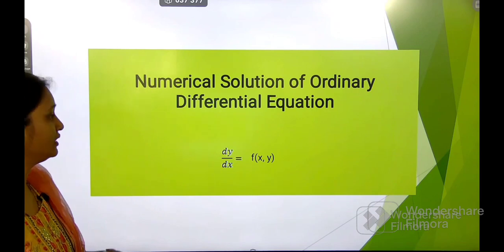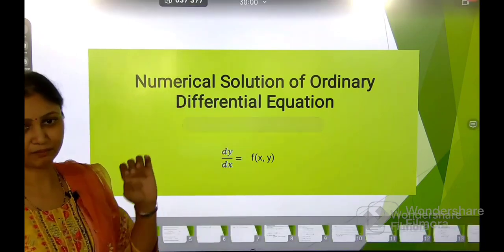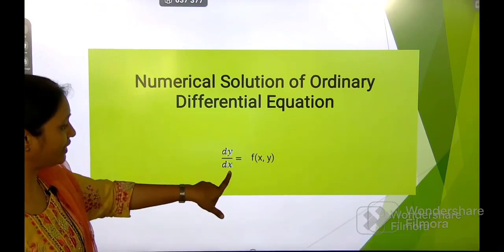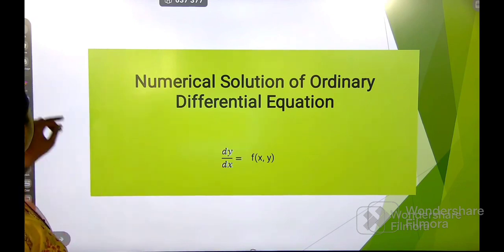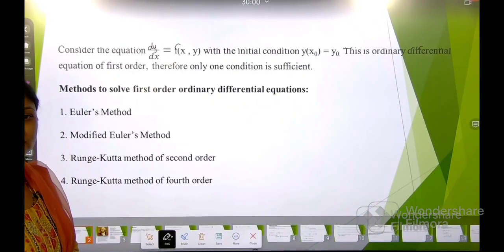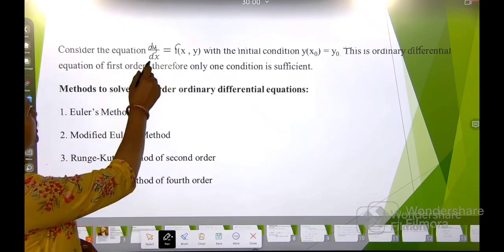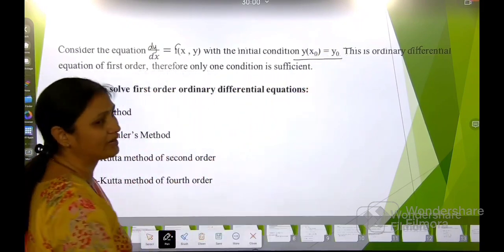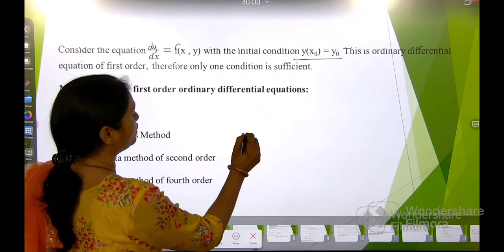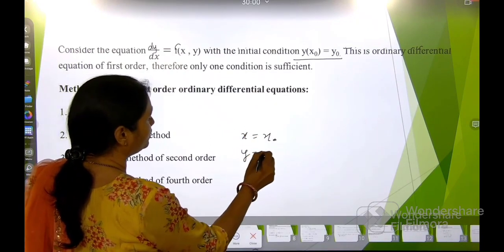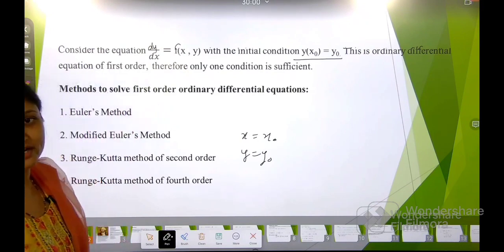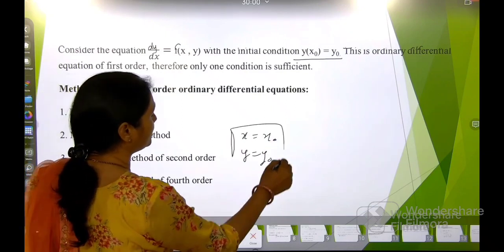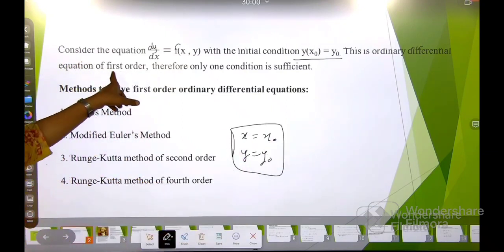Today we are going to learn numerical solution of differential equations. So the equations of this type are called differential equations of first order: dy by dx is equal to f of x comma y. Consider the equation dy by dx is equal to f of x comma y with the initial condition y of x0 is equal to y0. That means initially we are given the values x is equal to x0 and y is equal to y0. This is an ordinary differential equation of first order. Therefore, only one condition is sufficient, that is, this is the only condition to solve the differential equation.